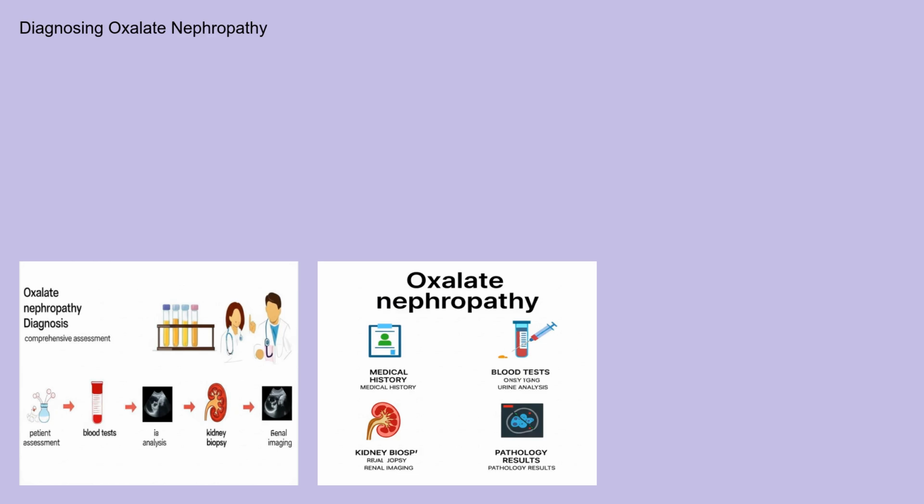Diagnosing oxalate nephropathy involves a combination of assessments. A thorough medical history, including dietary habits and any underlying conditions, is crucial. Urine analysis is performed to measure oxalate levels and identify crystals. Blood tests evaluate kidney function by measuring creatinine and blood urea nitrogen (BUN) levels. Renal ultrasound or CT scans can visualize the kidneys and identify any structural abnormalities or crystal deposits. A kidney biopsy, where a small sample of kidney tissue is examined under a microscope, is often necessary to confirm the diagnosis and assess the extent of crystal deposition and kidney damage.